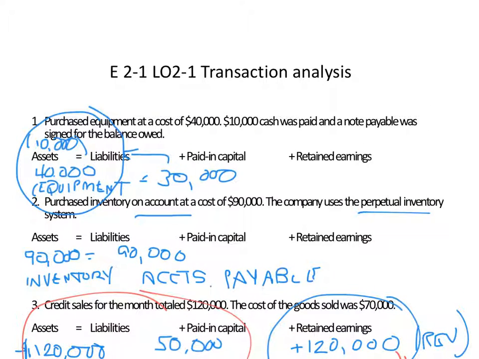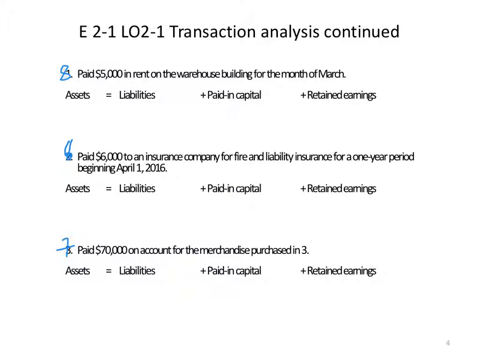So we've had an increase in our assets of $50,000, and our earned capital, which is represented by this account called retained earnings, is $50,000. Continuing on, the next transaction is they paid $5,000 in rent on a warehouse building for the month of March. So anytime I see the word paid, I know that cash decreased by $5,000.